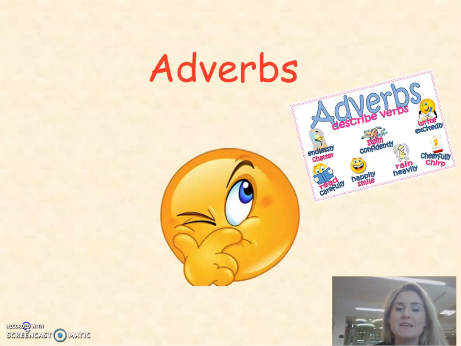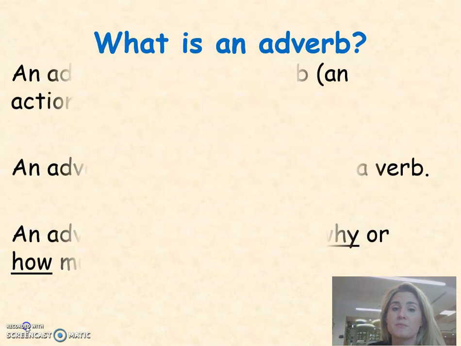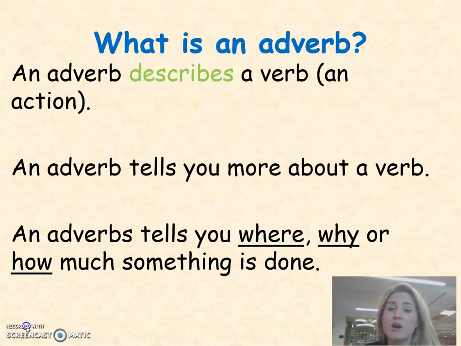Today we are looking at adverbs. They make our work so much more interesting and can really up-level our work in Year 2. So what is an adverb? An adverb describes a verb, and we know that a verb is an action, a doing word. So an adverb tells you all about a verb. It can tell you where, why, or how much something is done.